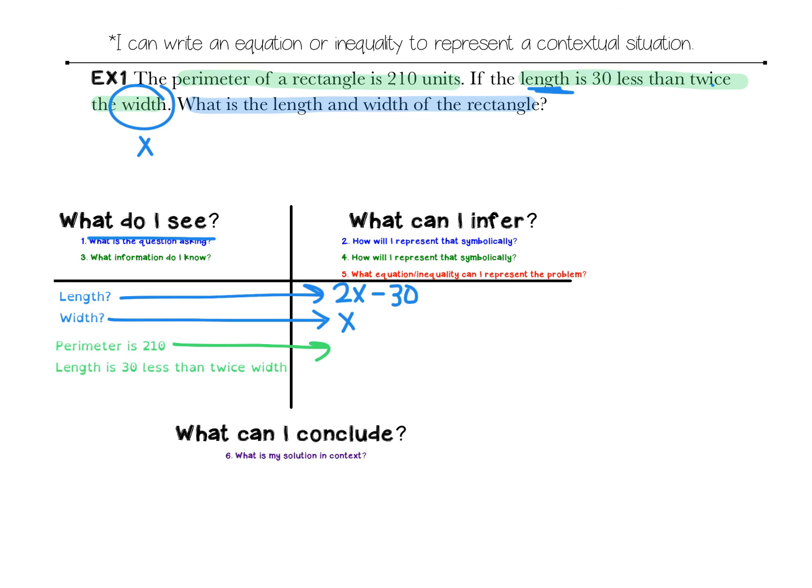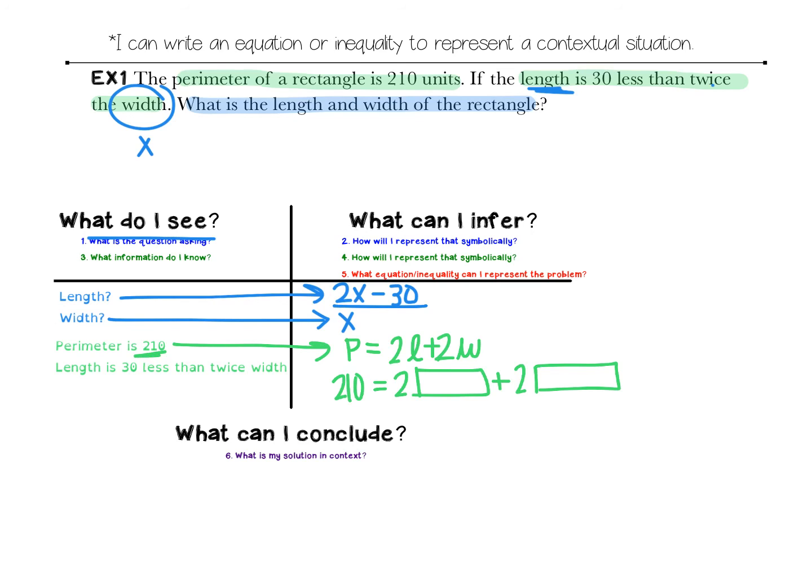So I know that perimeter is 2 times the length plus 2 times the width. That's going to give me perimeter. So when I think about this information, I can say that 210, because I know that's the perimeter, is 2 times the length plus 2 times the width. Well, I know that this is the length, and I know that that's the width.